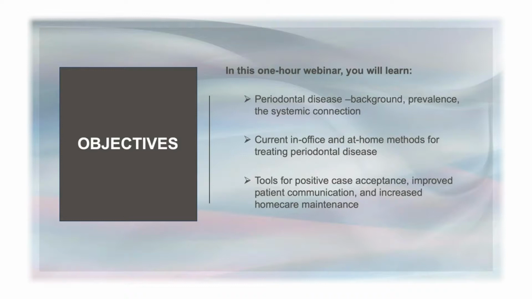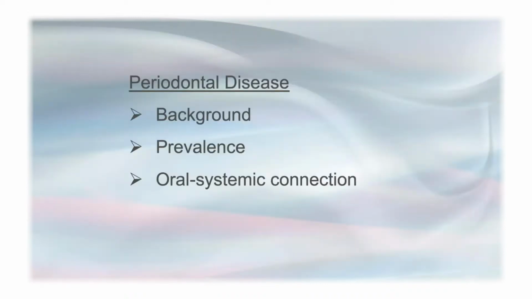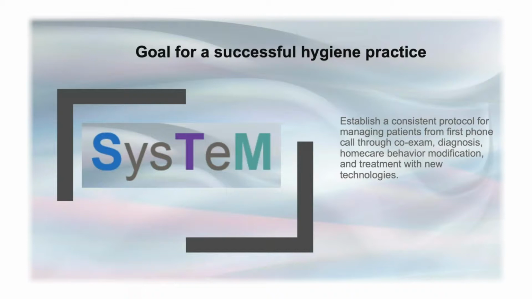I'm going to talk to you about tools for positive case acceptance, to improve your patient communication to get patients on board, and increase their home care maintenance. For periodontal disease, we're going to go over the background, like I said before, the prevalence, and the oral systemic connection. In my hygiene practice, we have a consistent protocol that we use for managing our patients from our very first phone call, through our exam, through our diagnosis, through the patient's home care behavior. We try to modify their behavior if we need to.